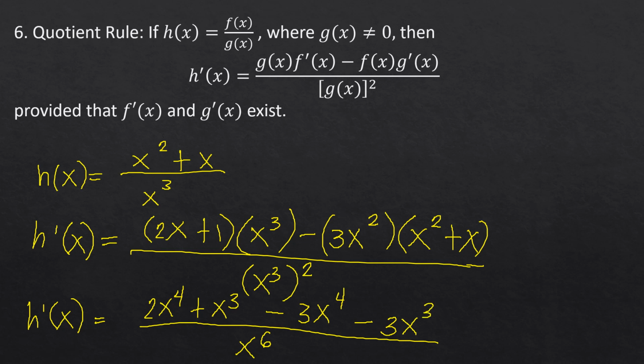Then we are going to combine like terms now. Combining like terms will give us 2x raised to 4 minus 3x raised to 4, which is equal to negative x raised to 4. Then x cubed minus 3x cubed will give us negative 2x raised to 3, divided by x raised to 6.